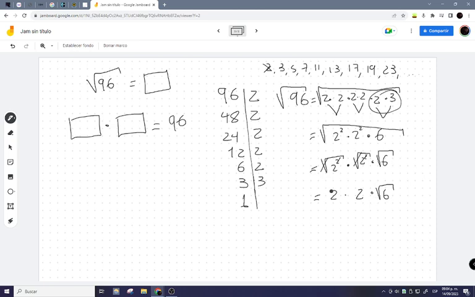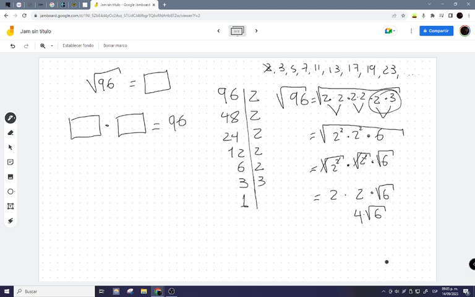Okay, but what else can we do? Like, can we do 2 times 2? Yeah, it's 4. And can we do square root of 6? Well, with calculator, but we don't have calculator right now. So it's just 4 multiplied by the square root of 6.